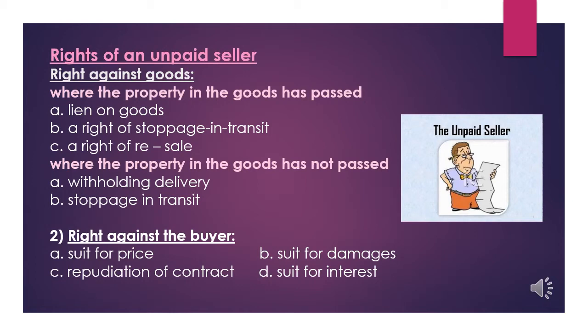Second is right against the buyer personally. A. Suit for price. B. Suit for damages. C. Repudiation of contract. D. Suit for interest.